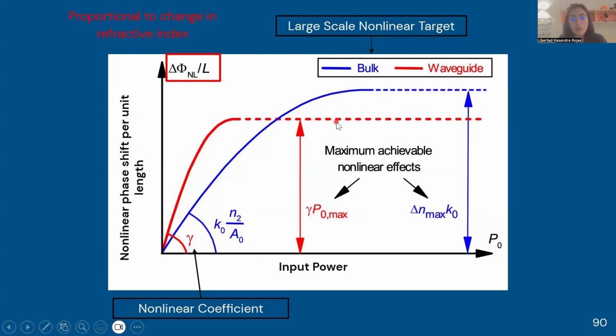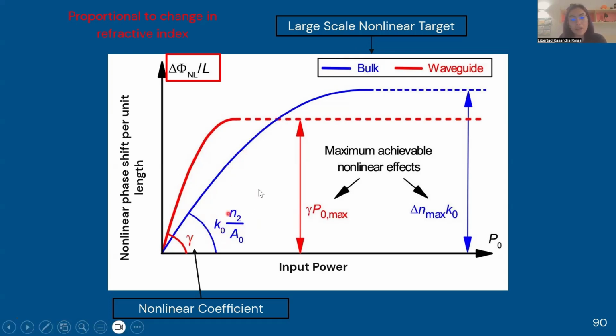So what is happening here? I know there's a lot happening, but let's take it one step at a time. First of all, we have bulk. What do they mean when they say bulk here? They mean large-scale nonlinear targets that are not confined. So instead of having your nonlinear material confined in a waveguide, you just have it there. Think of it as a crystal that you shine light on and try to get a nonlinearity out of that crystal.